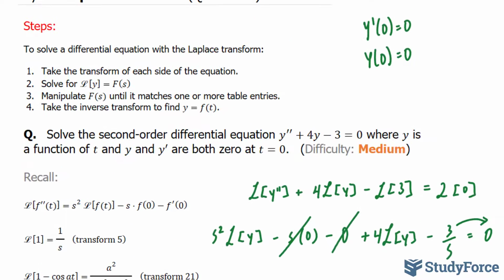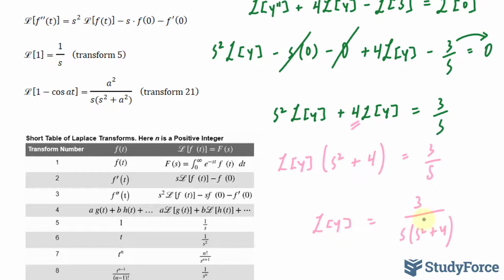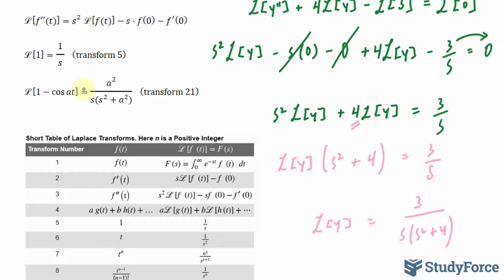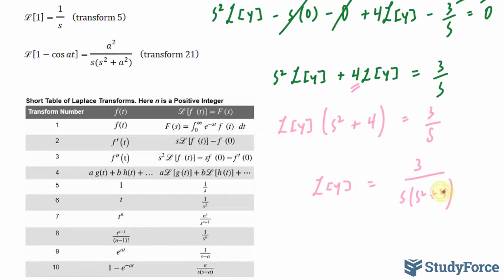Moving on to step 3, they say manipulate F of s until it matches one or more of the table entries. Now for reference, I already know that this will match transform 21 in this table, and it looks like this. And if I take the inverse of this, I end up with 1 minus cosine a times t. One of the problems that we have though is this can be matched with a is equal to 2, but we're supposed to have a squared up here, so this is supposed to be 4.